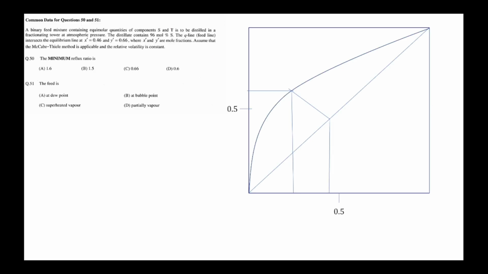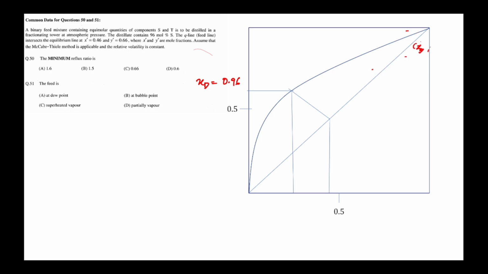Okay, second question. A binary feed mixture containing equimolar quantities of components S and T is to be distilled in a fractionating tower, that is, a distillation column, at atmospheric pressure. The distillate contains 96% T. So XT is equal to 0.96, and we have to locate XT here. Sorry, this is the point of XT.